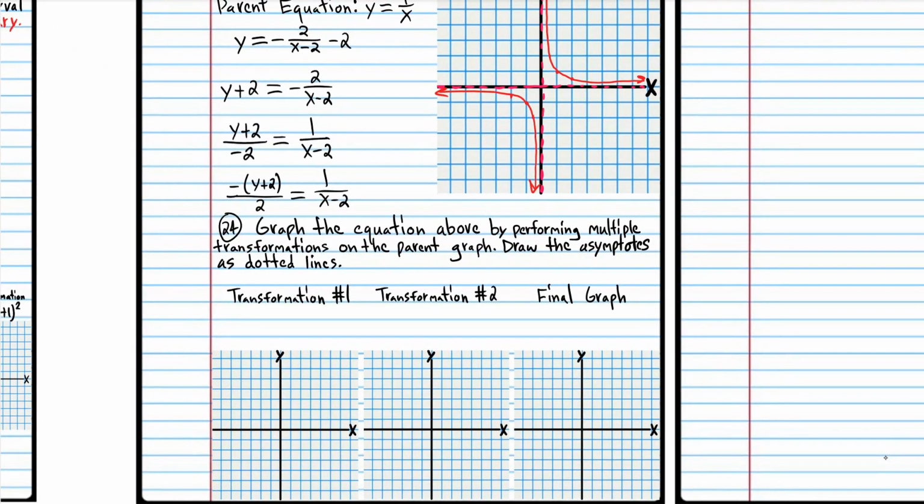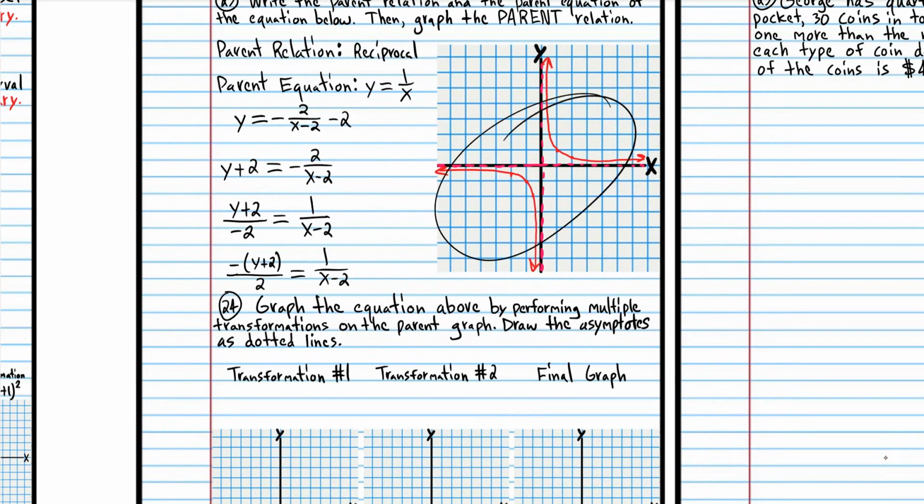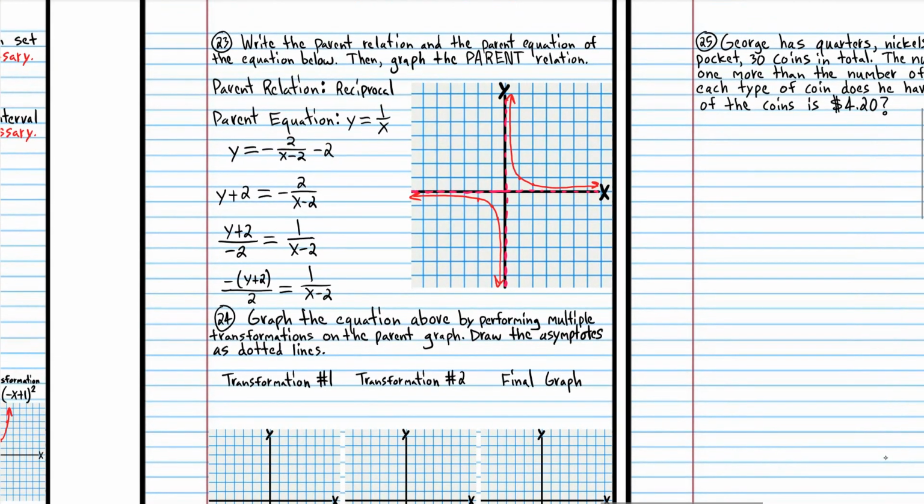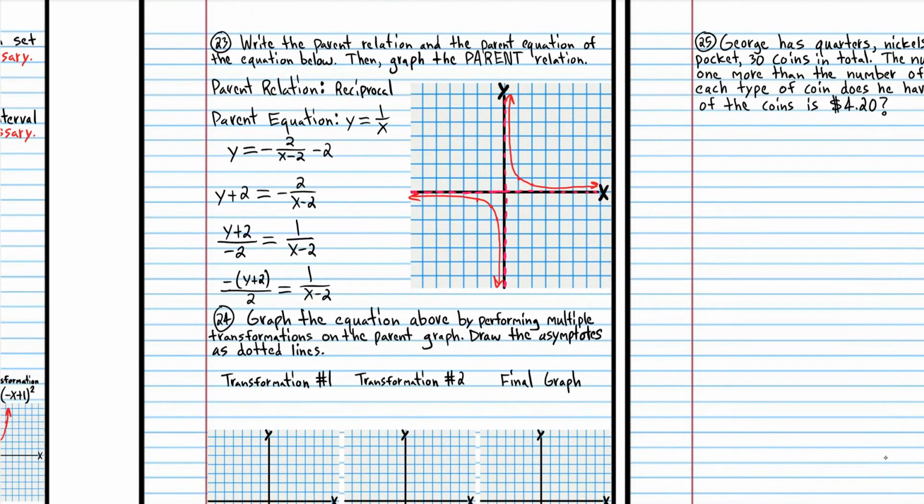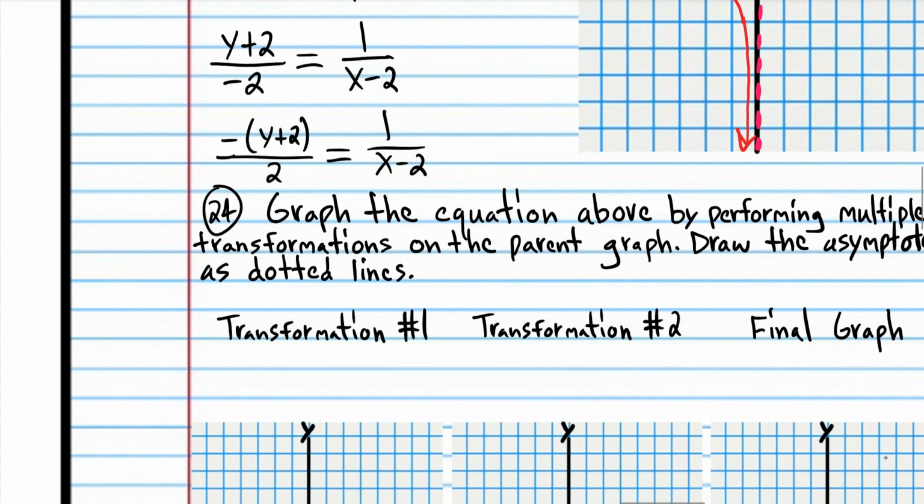So we're going to start again with the parent graph, and we need to figure out what steps to perform. We need to either write a negative on y or divide y by 2 first. We cannot subtract 2 from x and add 2 to y.